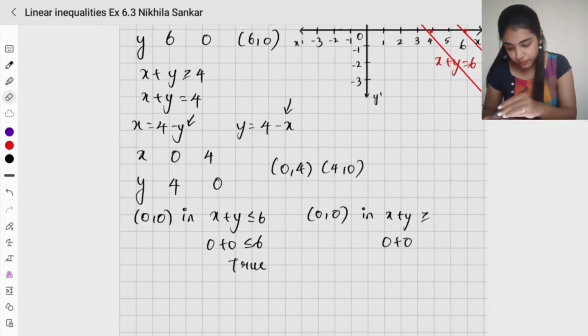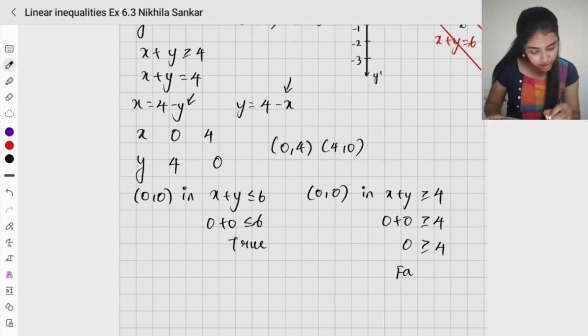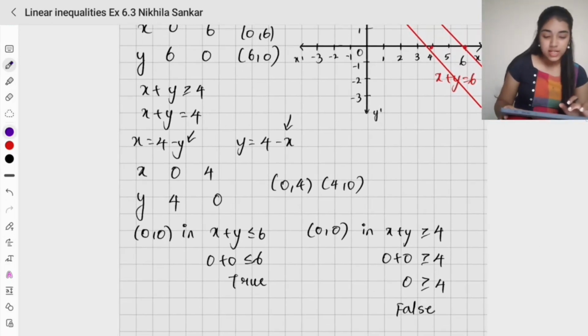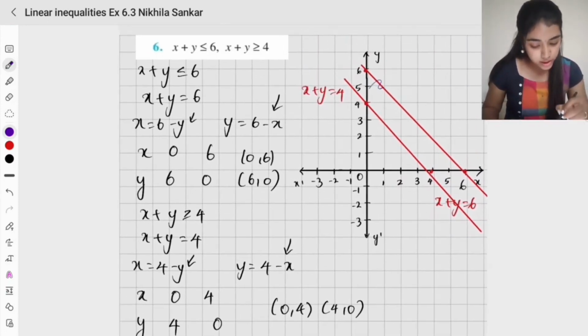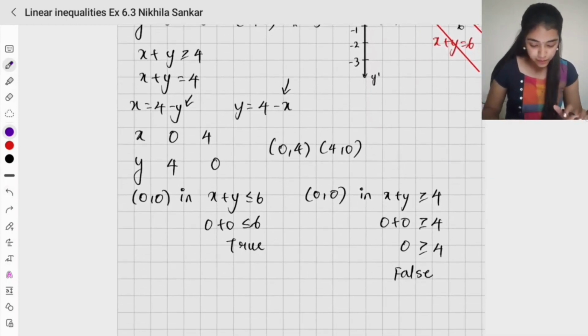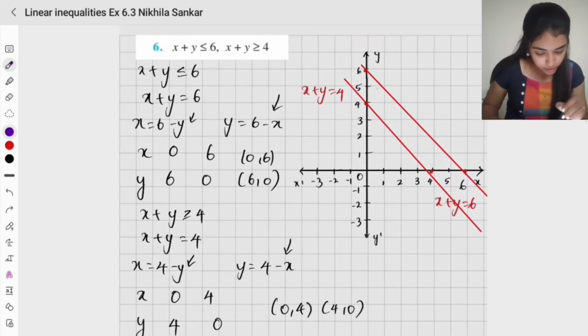0, 0 greater than or equal to 4? 0 is greater than or equal to 4, which is false. So for one inequality, 0, 0 is included, and for the other it is not included. So x plus y less than or equal to 6 includes it, the other does not, please pay attention. For x plus y less than or equal to 6, 0, 0 is included.